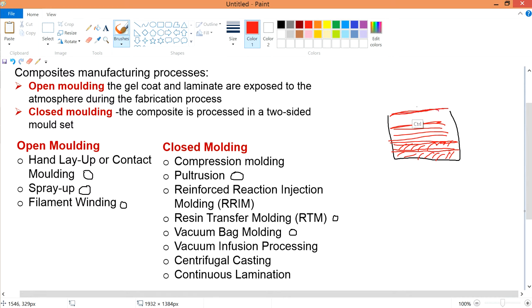There's no cover, you see, so this is open air, and this is why it's called the open molding. And it is exposed to the atmosphere. So you have to say these keywords.